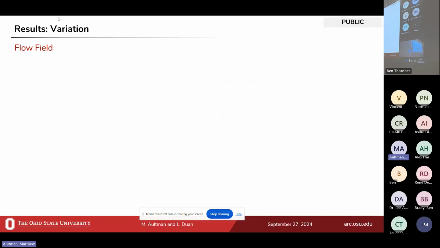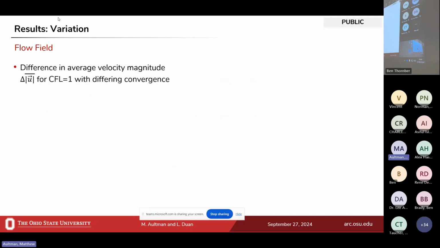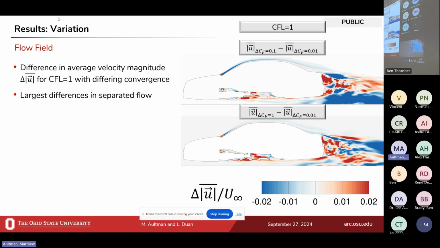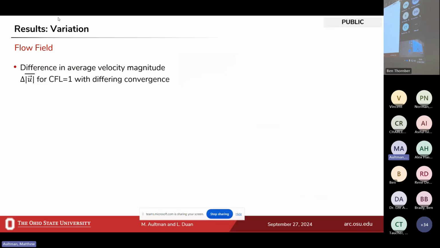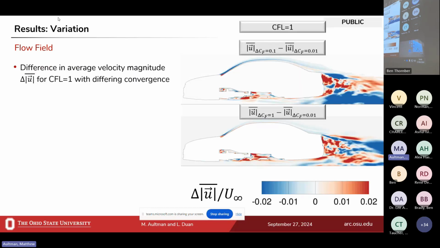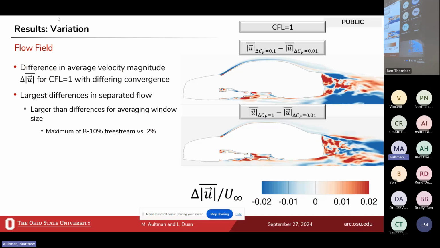So now, how does all of this affect our flow field? We took the difference in our average velocity magnitude for CFL equals 1 with differing convergence criteria. So we have delta CF equals 0.1, minus 0.01 up top, and then 1 count minus 0.01 counts of convergence for the bottom there. What we see naturally is that our largest differences occur in the separated flow, in the underbody geometry, and in the wake.